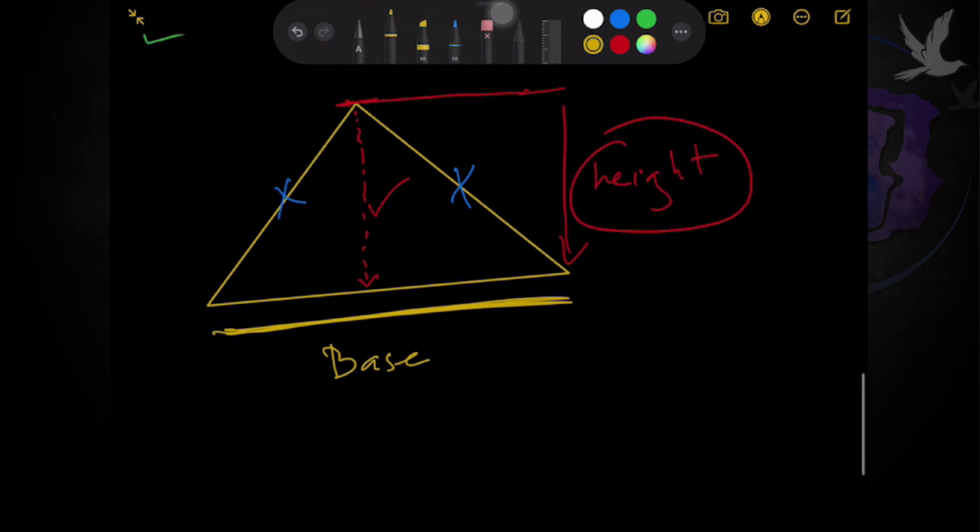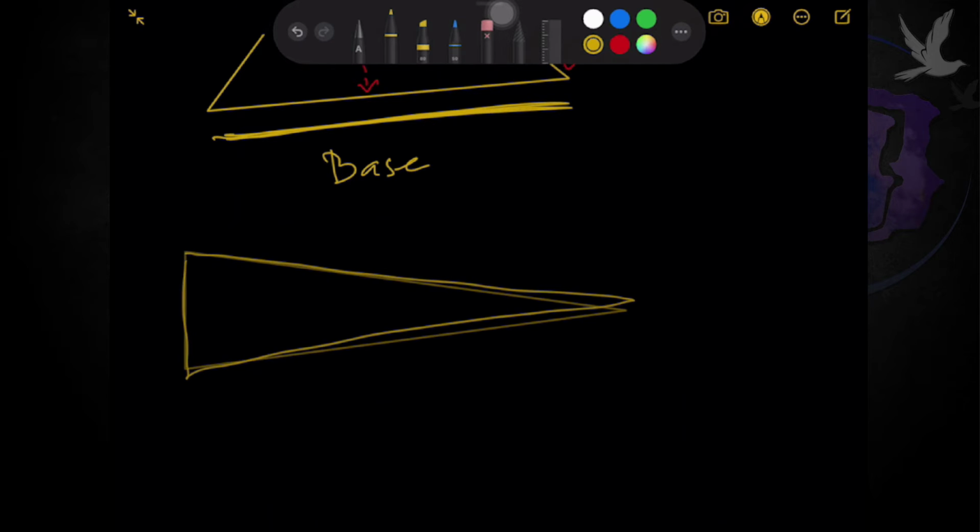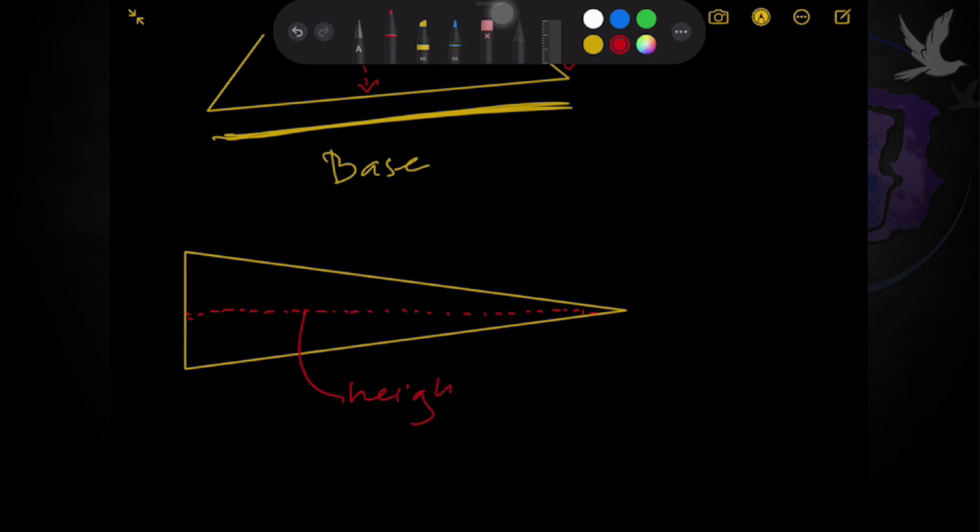Some triangles can be drawn this way. It depends. Okay? And you can actually draw a tracing line. This actually shows or indicates that that is the height of the triangle. This is your height. This is not your height. This is not your height. And if this line is your height, it only means that this part here is your base.